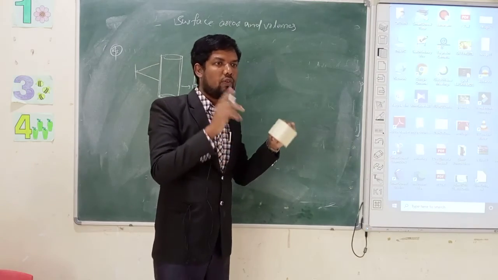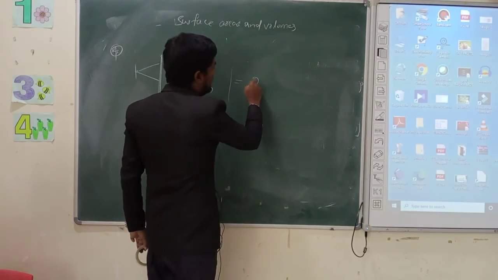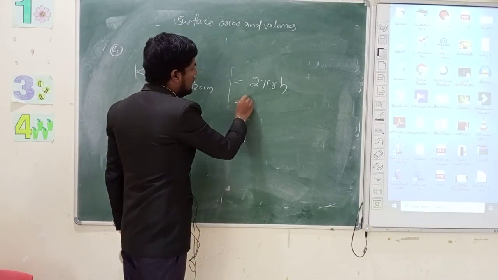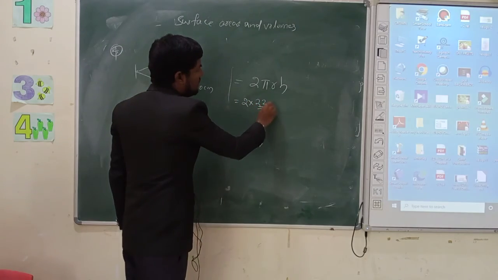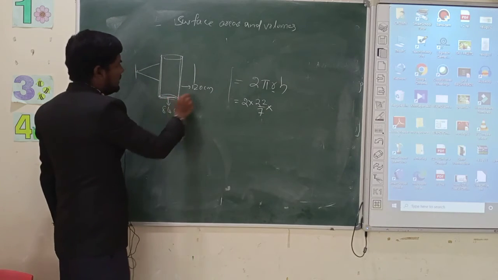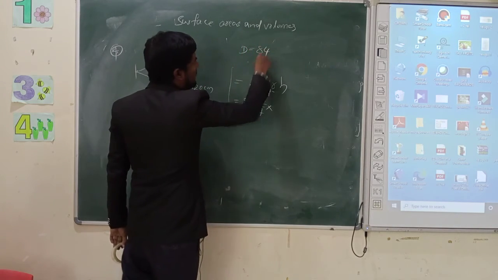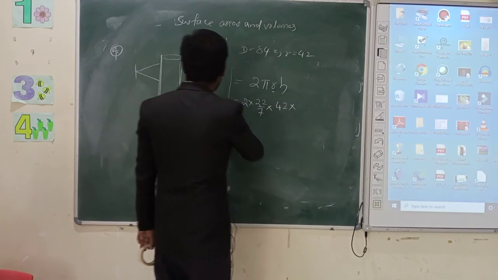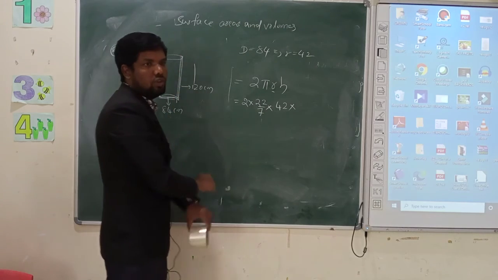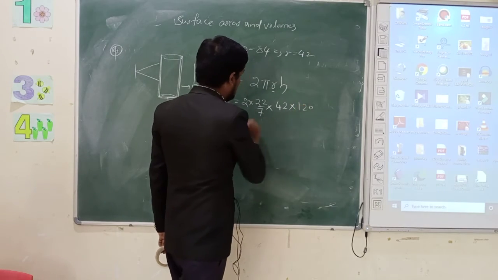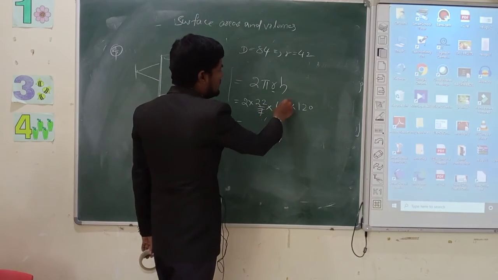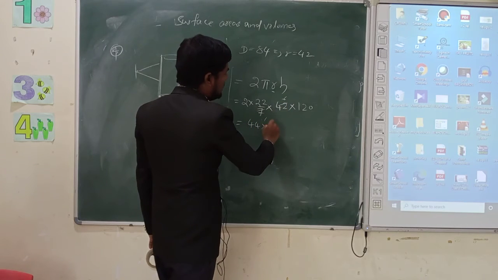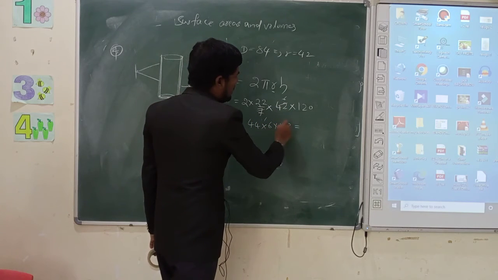What is the formula for the curved surface area of a cylinder? 2 pi r h. So 2 into 22 by 7 into r. Diameter 84 means R is 42. Height is 120. Now simplify: 7 sixes are 42, so 2 times 22 is 44 into 6 into 120.